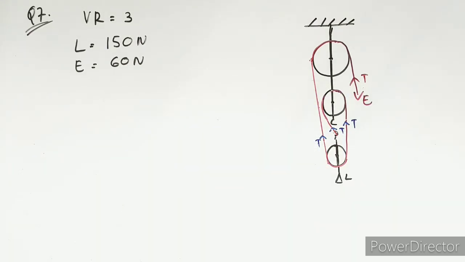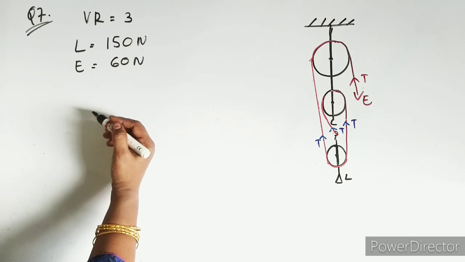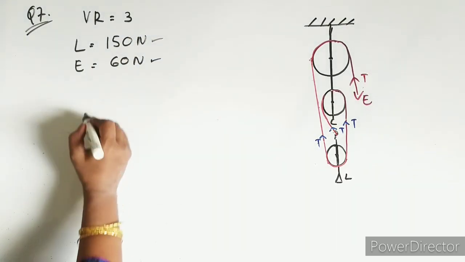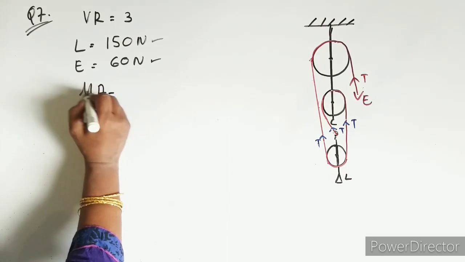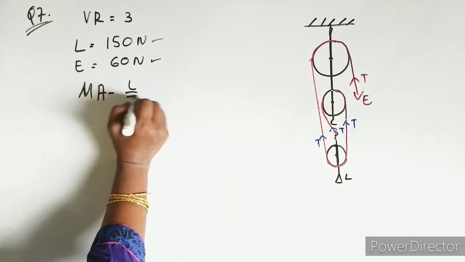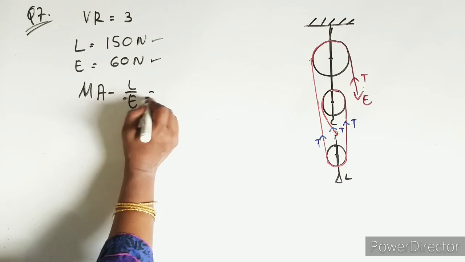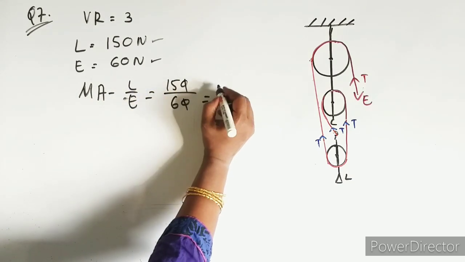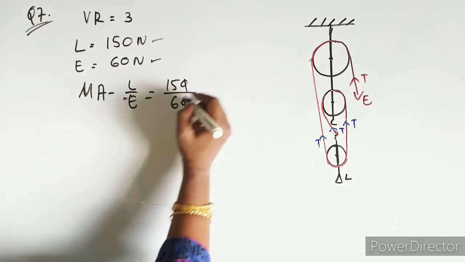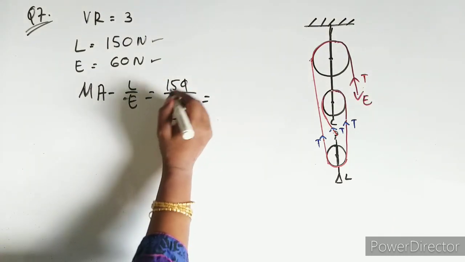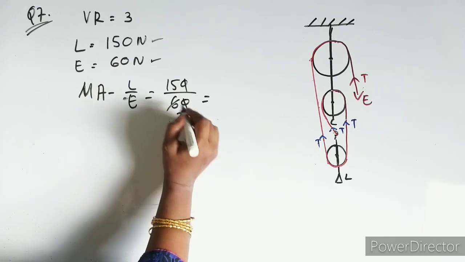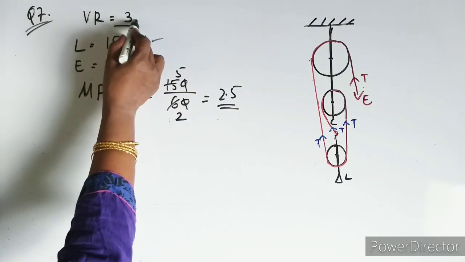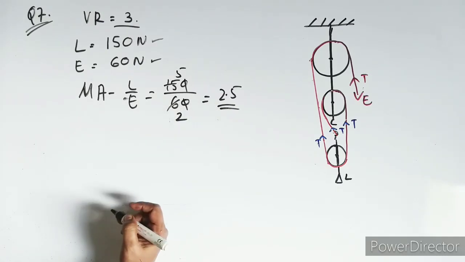Then what else is given? Here it lifts a load of 150 Newton and the effort equals 60 Newton. So find the mechanical advantage. Mechanical advantage is equal to load by effort. Load equals 150 divided by 60. How much does this come to? It comes to 2.5. Whereas the velocity ratio is 3, the mechanical advantage is 2.5.